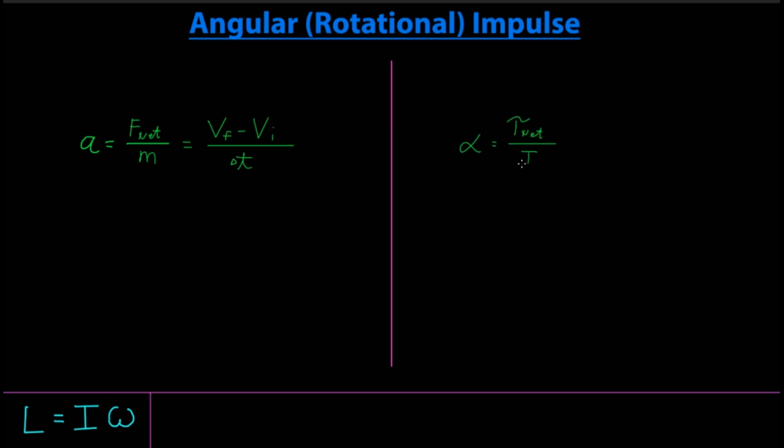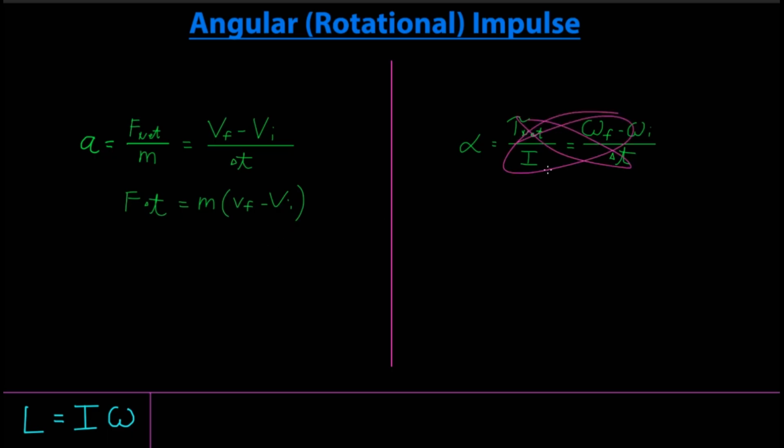Angular acceleration is net torque over moment of inertia. This is the angular second law. Angular acceleration also equals change in angular velocity over time. I'm going to take this section right here and cross multiply. When I cross multiply this way, I get force times time equals, and when I cross multiply this way, I get mass times change in velocity. I'm going to do the same thing over here. Torque times time equals moment of inertia times change in angular velocity.